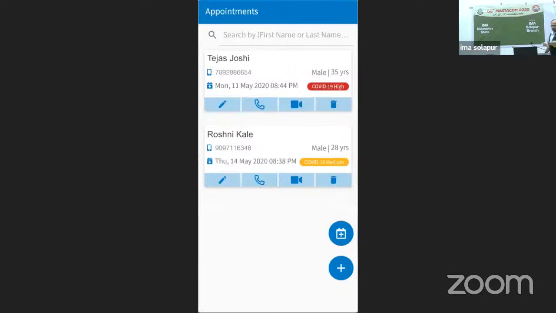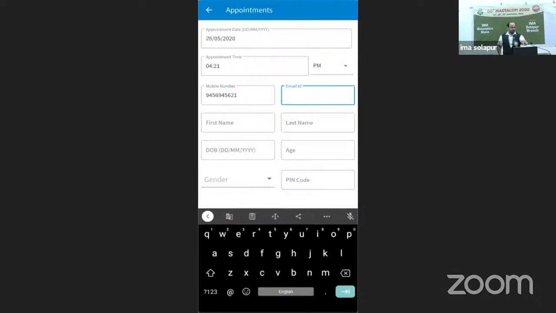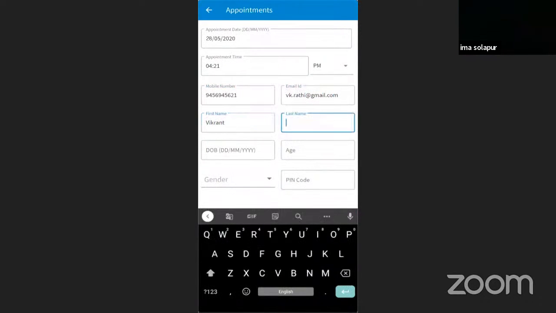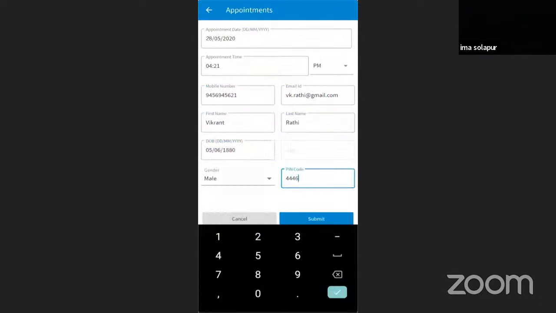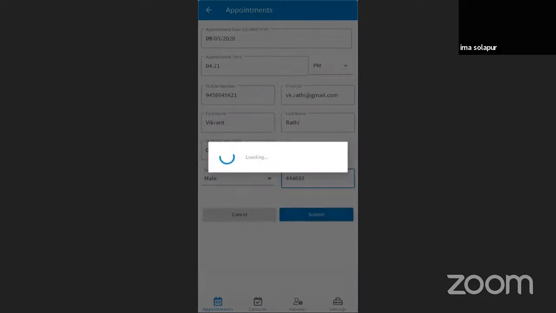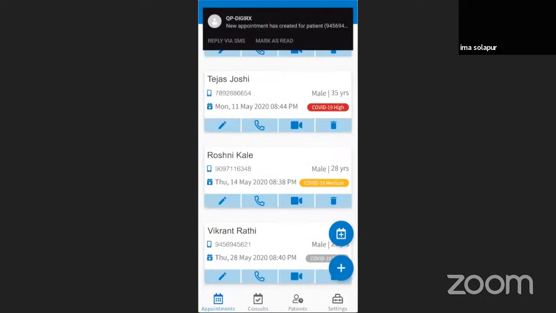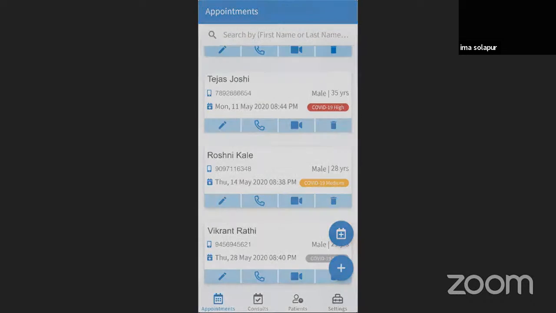Making a patient's appointment is easy. Just click on the calendar sign, enter the patient's name and mobile number. Select date and time of the appointment and that's it. A confirmation message will be sent to the patient and so will a reminder.